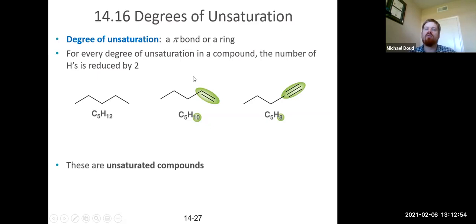The degree of unsaturation for pentene is 1. The degree of unsaturation for pentyne is 2, because you have 2 pi bonds. And again, this is what we mean when we say unsaturated compounds.